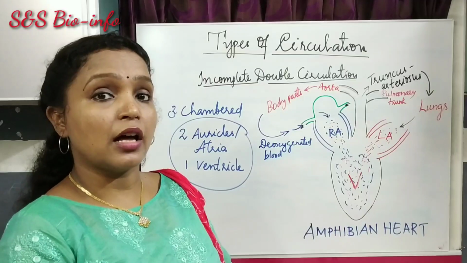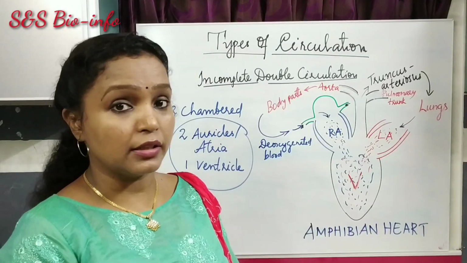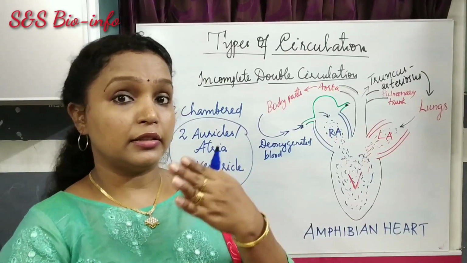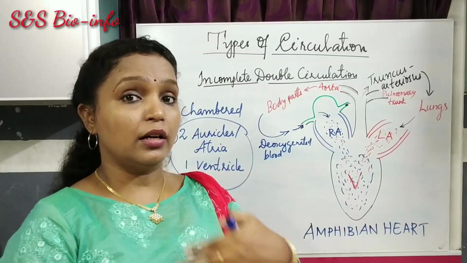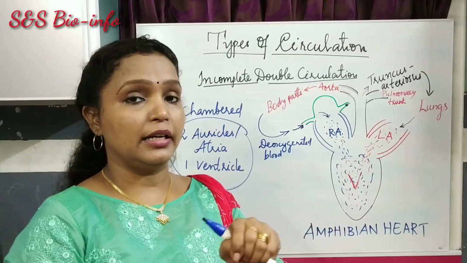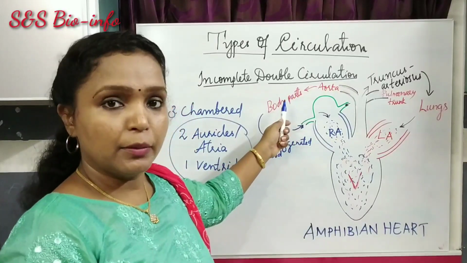Now let's discuss how blood circulation, or double circulation, takes place in the amphibian heart. I have told you that double circulation involves the circulation of blood through the heart twice during one complete cardiac cycle, or one complete circulation. So let's start from the body parts.